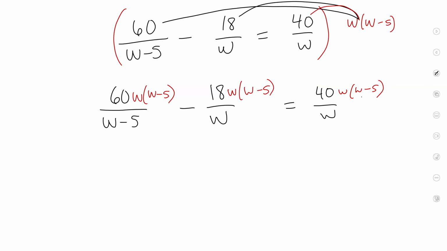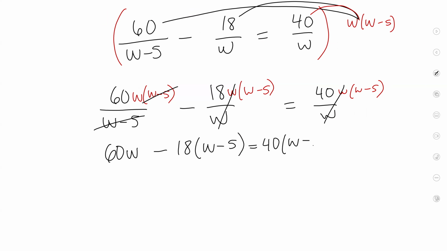When you do this, things cancel out. Those W's cancel. These W's cancel. W minus 5 cancels with W minus 5. So we're left with 60W minus 18 times W minus 5 equals 40 times W minus 5. That's why we multiply by the least common denominator, because you know these W's will cancel, and you know W minus 5 will cancel. That gets rid of the fractions.